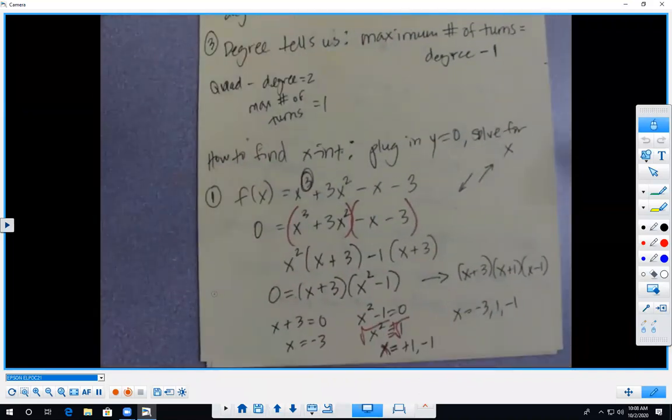So the way we find the x-intercepts is we plug in 0 for y and solve for x, and we are solving for x by, as of today, just factoring. And in the future, there will be other ways to solve for x.